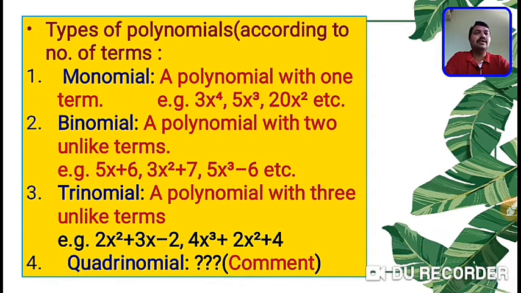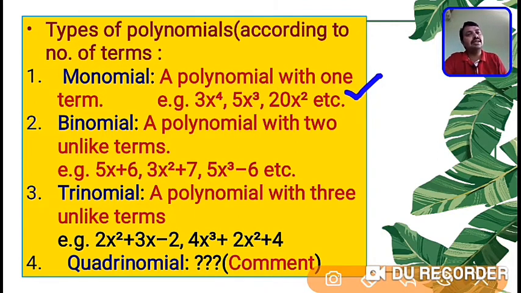Next we have types of polynomials. Here we will discuss types of polynomials according to the number of terms. First of all, monomial: a polynomial with only one term. Examples are 3x raised to power 4, only one term; 5x cubed, only one term; 20x squared, here also we have only one term.